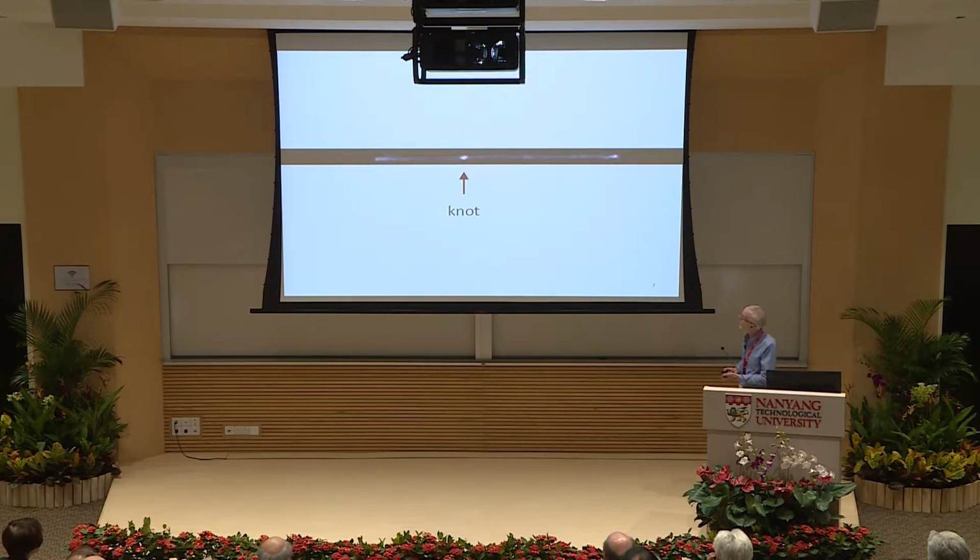Okay, so what do we do? One thing we're going to show you about is single molecule experiments. So this is the large T4 DNA molecule. That bright spot right there is a knot. I'll show you how I make the knot and then stretch out the DNA. And I'd like to study all sorts of things about this knot.